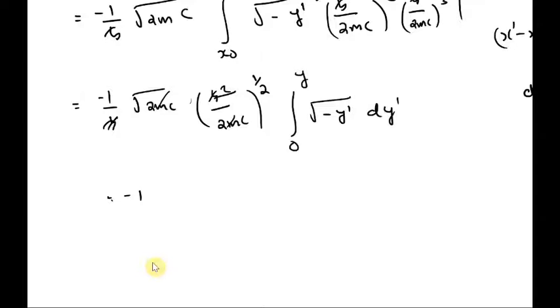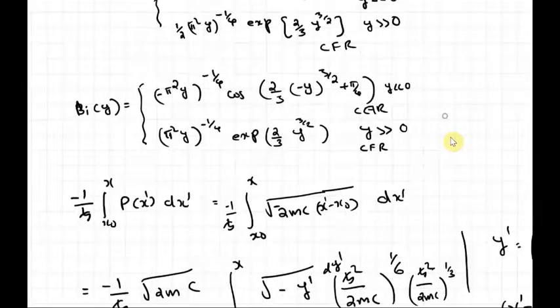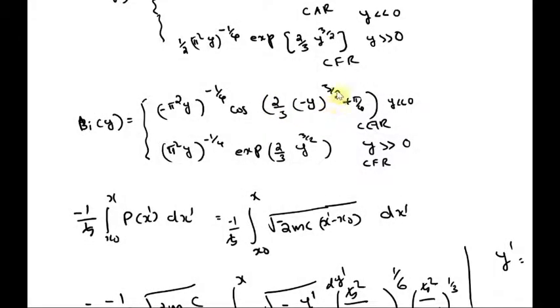Integration of y raised to 1 by 2. So minus y raised to 1 by 2. The limit is 0, so directly that transforms to minus y raised to 1 by 2 plus 1, 3 by 2, divided by 3 by 2. So what you got is minus 2 by 3 times minus y raised to 3 by 2. What is this quantity? I have seen this number here: 2 by 3 times minus y whole raised to 3 by 2.